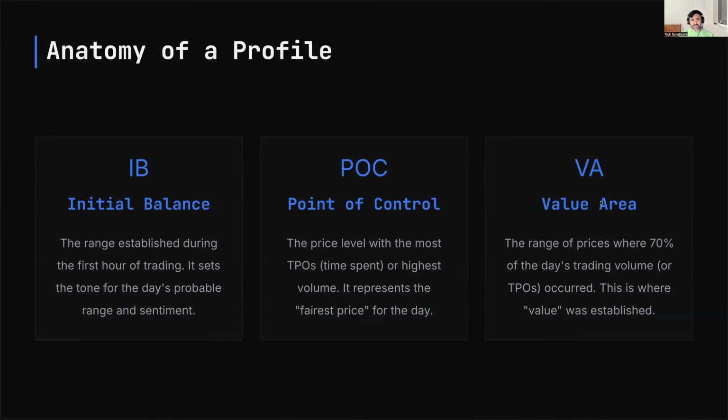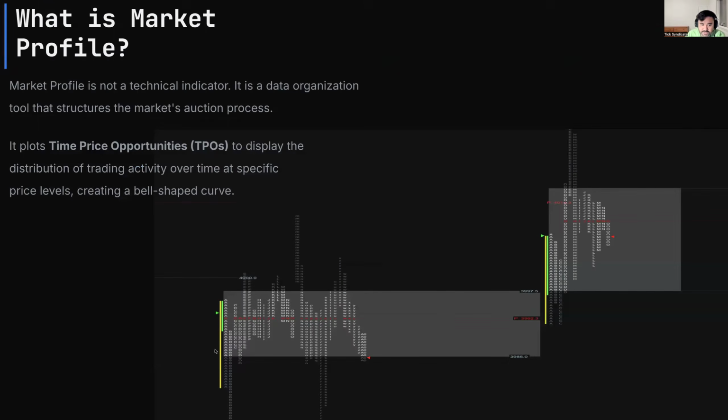So what are the pieces of a TPO chart? We've got the initial balance, which is the range established during the first hour of trading. It sets the tone for today's probable range and settlement. I'm not big on trading the initial balance. It's marked here on these charts in this yellow bar. This shows you the range of that initial balance area.